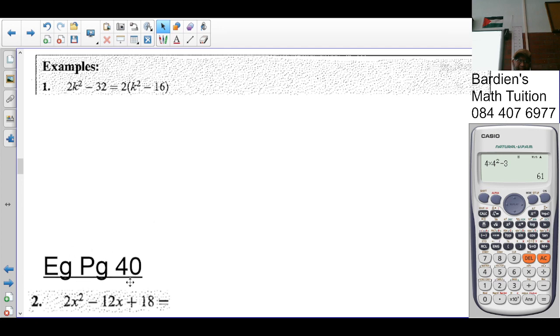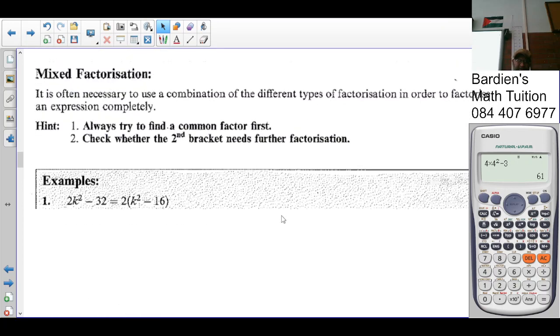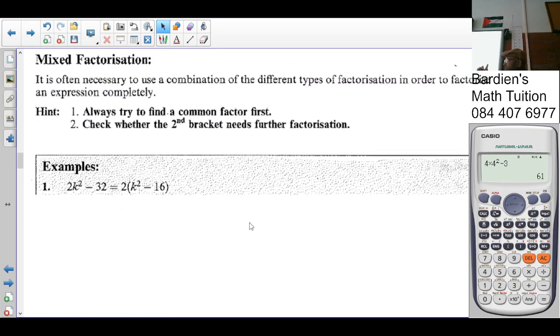So let's look at the first sum. Okay, you want to write it down? She wants to write it down. It's a good idea, so write that down. I know the bell is going to ring soon, so I'm going to give you some homework quickly.